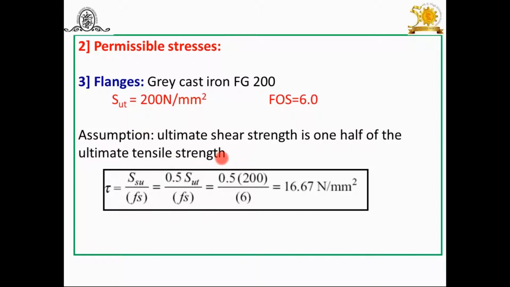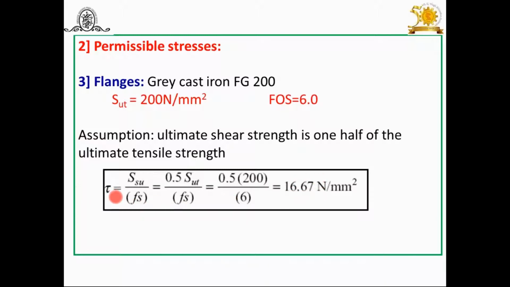Try to understand. All these are assumptions. For different materials it is in the range of half or 0.45 or 0.4 SUT, like this. So in general you can assume 0.5 or half of that, and that's why tau is equal to SSU, that is ultimate shear strength upon FOS. But ultimate shear strength we have assumed half of the SUT, that is 0.5 SUT upon FOS. The 0.5 SUT means how much? FG 200 means SUT is 200, by FOS you will get 16.67.